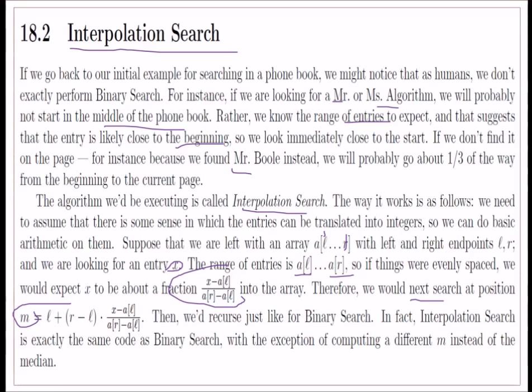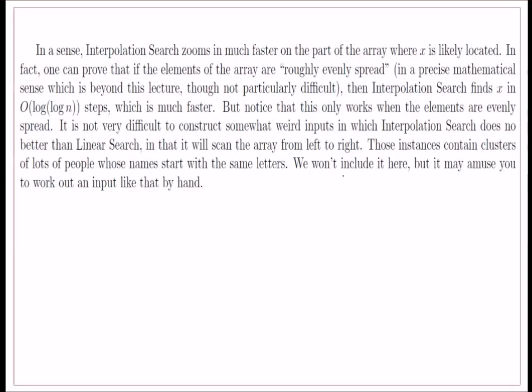In fact, the interpolation search is exactly the same code as binary search, with the exception of computing a different M instead of the median. If you assume M to be the median, then the interpolation search will be actually equal to binary search. So interpolation search zooms in much faster on the part of array where X is likely located.